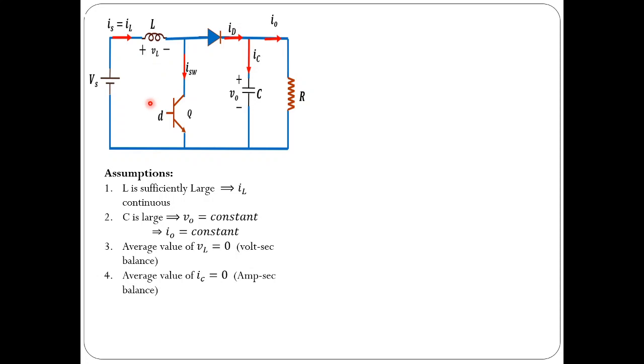Now let me assume that this switch is operated at frequency Fs and with duty ratio D. So then this is going to be turned on for D into Ts, where Ts is switching period. So that is equal to 1 by Fs. So if you know the switching frequency of this particular switch, you can obtain the switching period, that is equal to 1 by Fs. And once you know switching period, you can find out the on period for every cycle, that is equal to duty ratio into Ts, D into Ts.